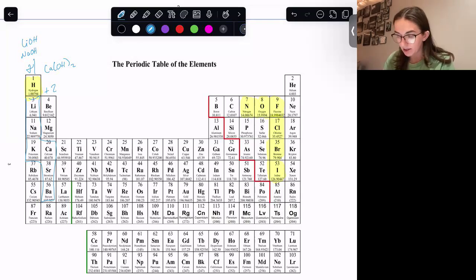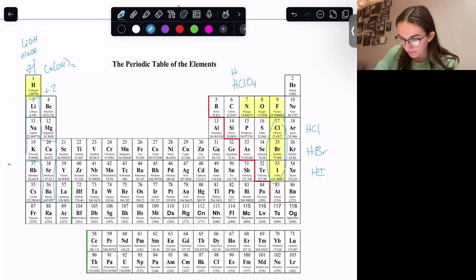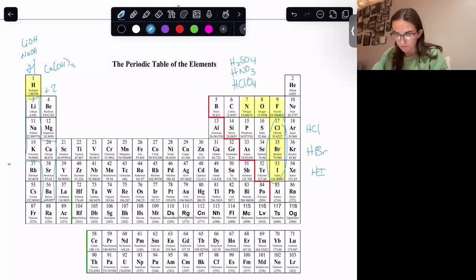The strong acids, I don't really have a good trick for that one. Your strong acids are chlorine, bromine, iodine, right? HCl, HBr, HI. So if you remember those, that helps. Then you just need to memorize the 3 of HClO4, HNO3, and then H2SO4. So if you only have to memorize 3, that's not too bad, I think.